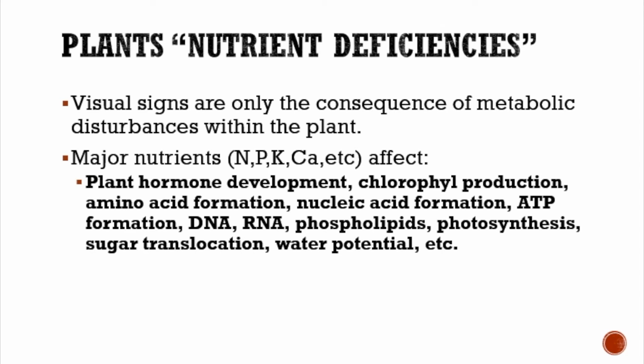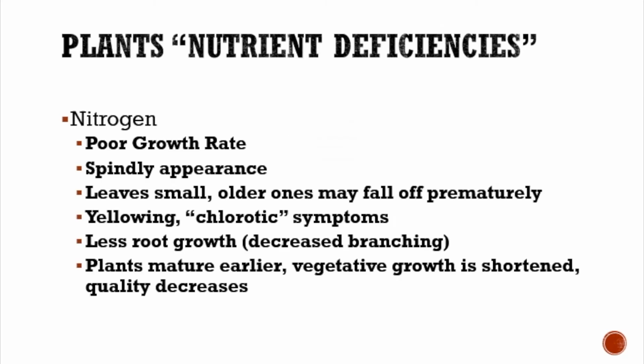So when we look at nutrient deficiencies, what we're talking about is the visual signs that we see. And these visual signs are the consequences of some type of disturbance within the plant where it is not receiving adequate nutrition. The major nutrients within the plant, such as the nitrogen, the phosphorus, the potassium, the calcium, affect so many different things going on within the plant, such as the hormone development, chlorophyll production, amino acid formation, ATP, which is the energy house for that plant to grow, DNA and RNA. All of these things are impacted by the amount of fertility that's available in that plant.